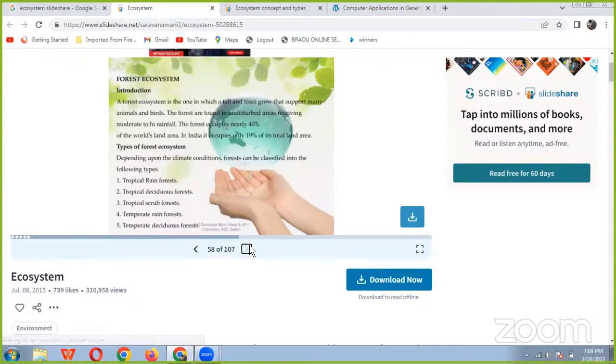Okay, next is ecological pyramids, food chains and food webs. Next, according to our syllabus, is biogeochemical cycles.